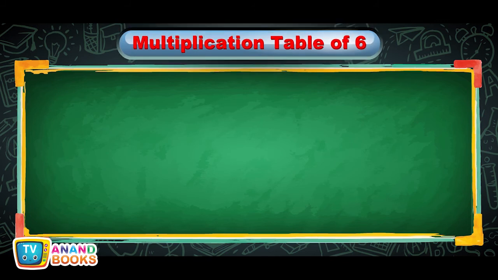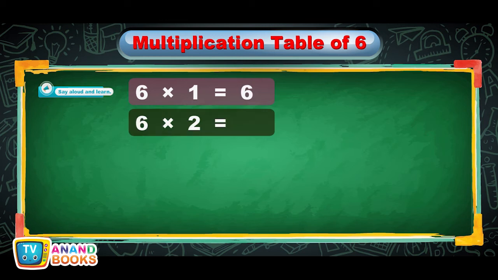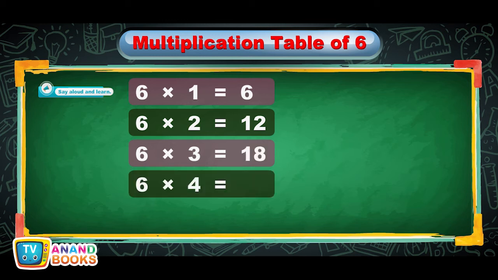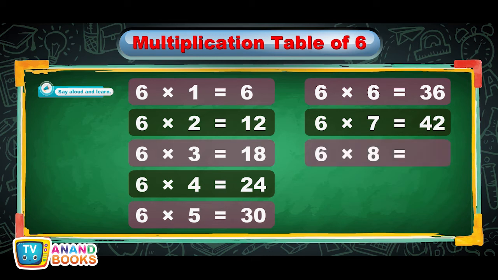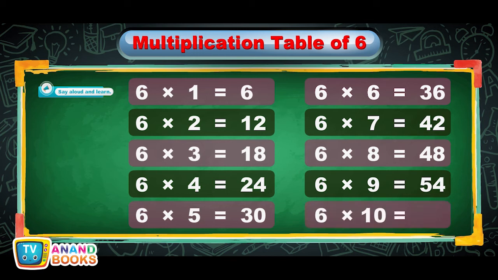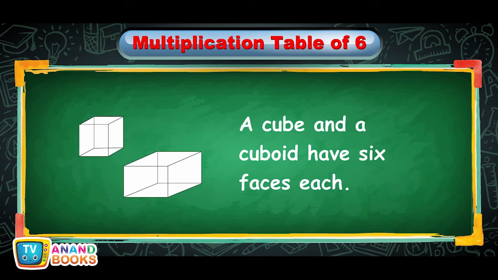Multiplication table of 6. Say aloud and learn. 6 ones are 6. 6 twos are 12. 6 threes are 18. 6 fours are 24. 6 fives are 30. 6 sixes are 36. 6 sevens are 42. 6 eights are 48. 6 nines are 54. 6 tens are 60. A cube and a cuboid have 6 faces each.